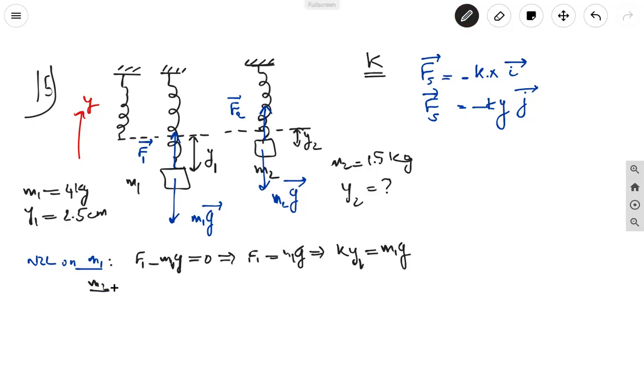And we do the same for the block M2. So we end up with plus F2 minus M2 g is equal to 0. So we can write down F2 equals M2 g.